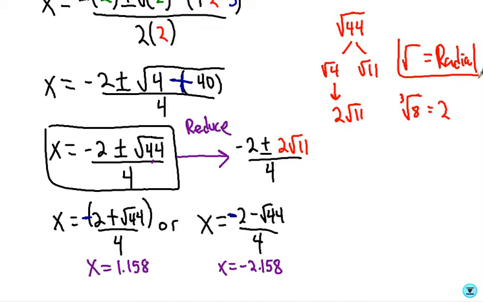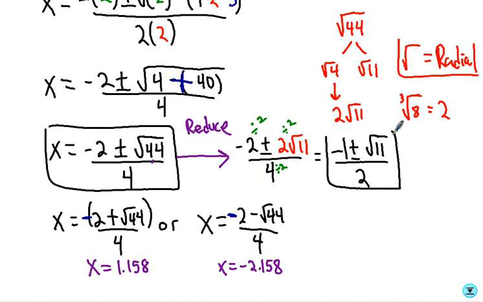All right, so now what I want to look at is, can I reduce anything? Oh, okay, well, I can divide each one of these numbers by 2. So what I can say is -1 plus or minus 1 radical 11, which, 1 times anything is just itself, so I can just put radical 11 over 2. So this would be my final answer.